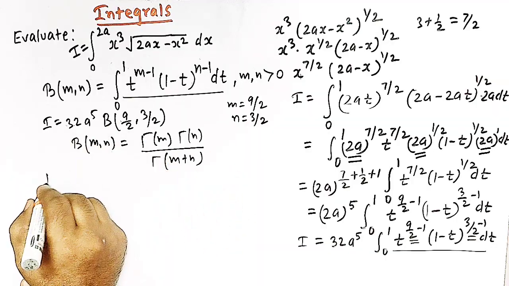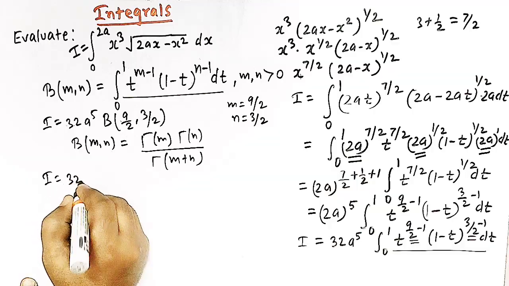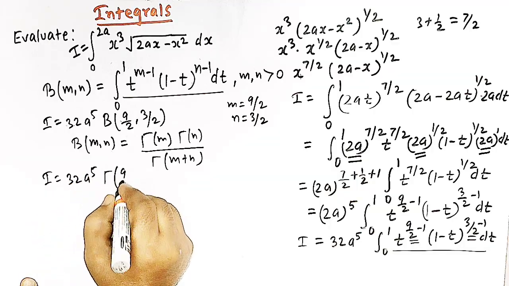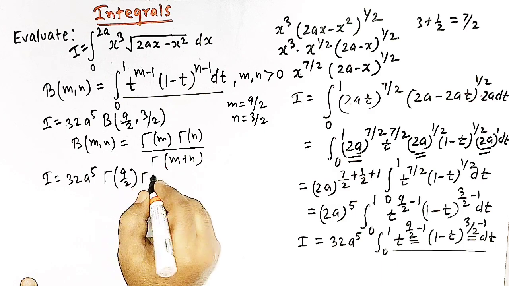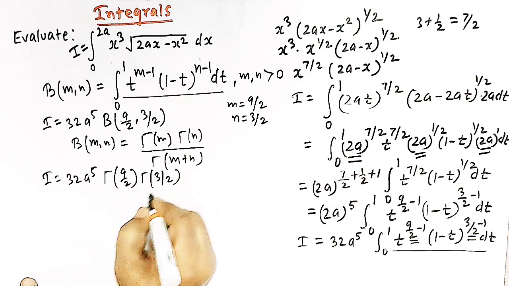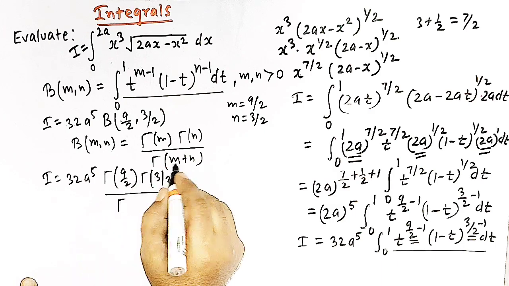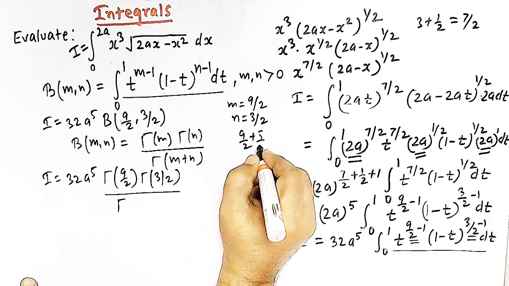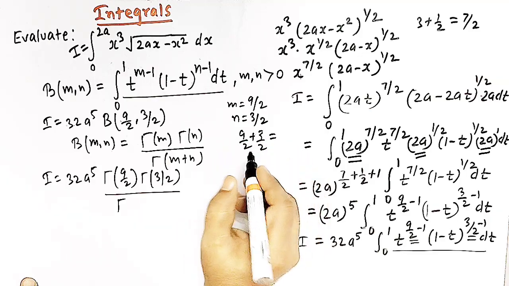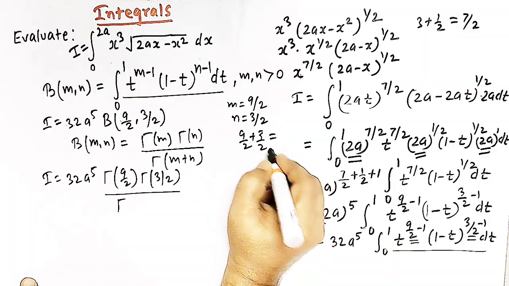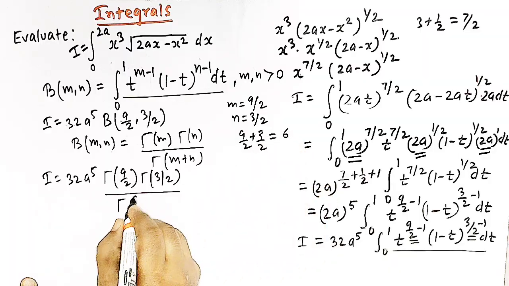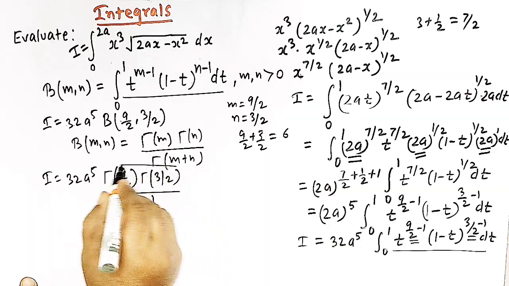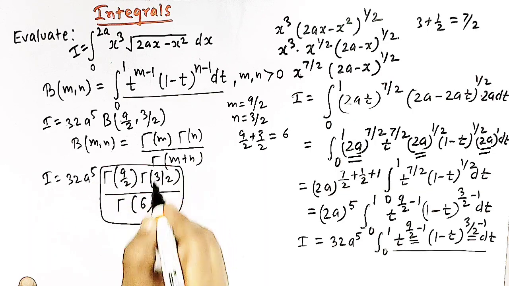So here we have I is equal to 32a raised to 5, and here we have gamma 9 over 2, then we have gamma 3 over 2, and gamma m plus n. So 9 by 2 plus 3 over 2 is 9 plus 3 is 12, 12 over 2 is 6. So here we have gamma 6. So now we have to evaluate this expression.